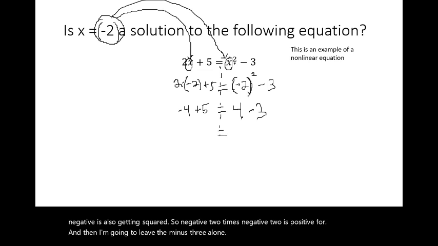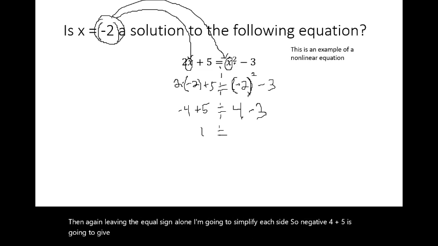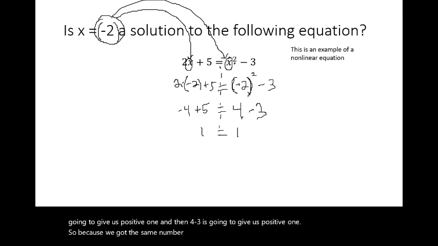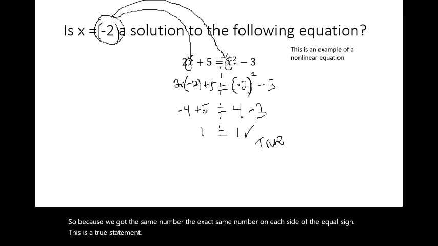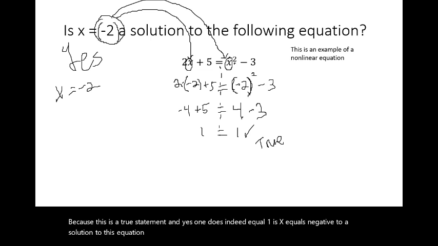Then, again, leaving the equal sign alone, I'm going to simplify each side. So negative 4 plus 5 is going to give us positive 1. And then 4 minus 3 is going to give us positive 1. So because we got the exact same number on each side of the equal sign, this is a true statement. Because this is a true statement, and yes, 1 does indeed equal 1, is x equals negative 2 a solution to this equation? Yes, x equals negative 2 is a solution.